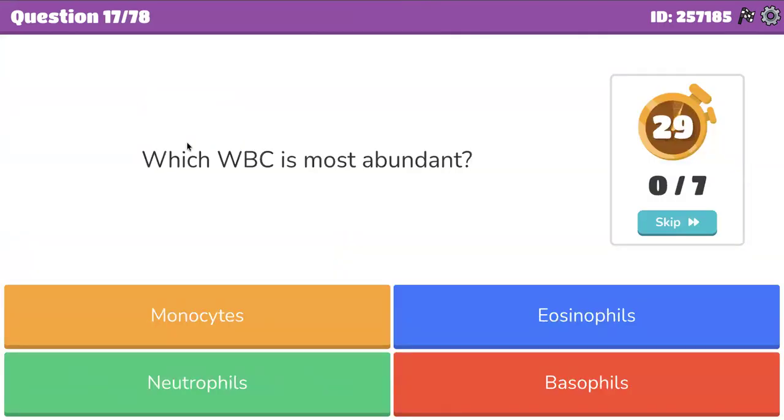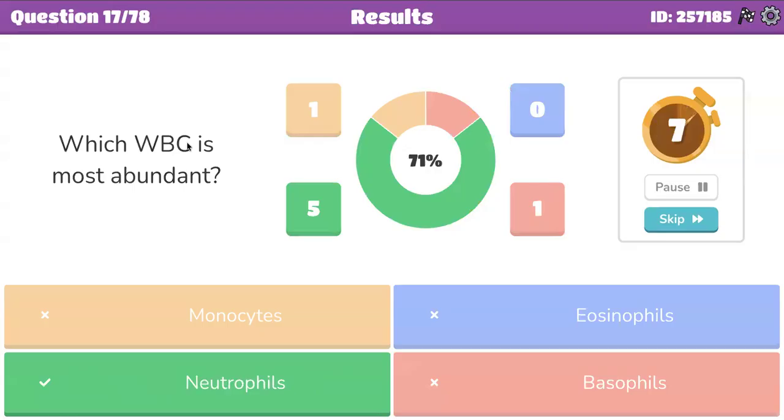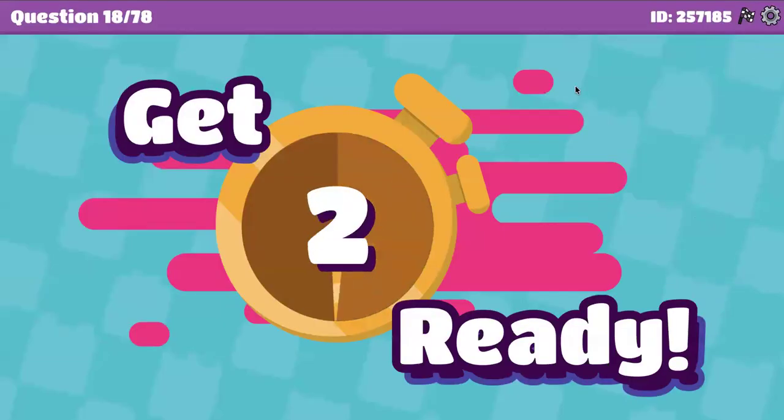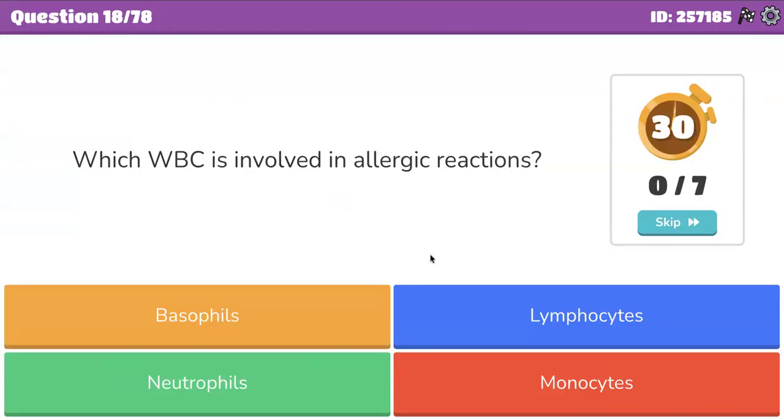Which white blood cell is the most abundant? And you could use the acronym Never Let Monkeys Eat Bananas to remember the order from the most abundant to least abundant in your body if you match it to the different white blood cells. Neutrophils. Neutrophils is the most abundant in our body. Which white blood cells is involved in allergic reactions?